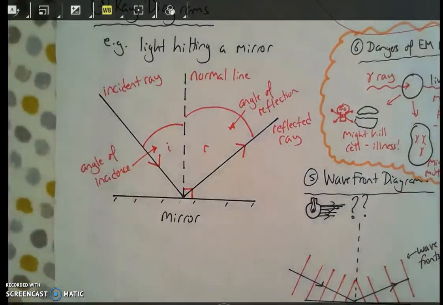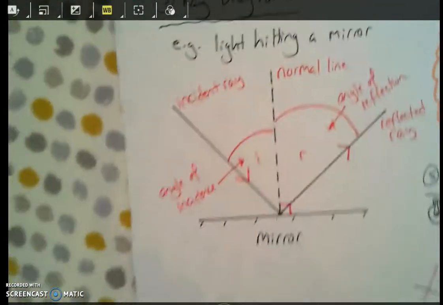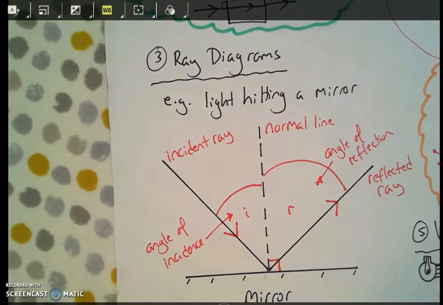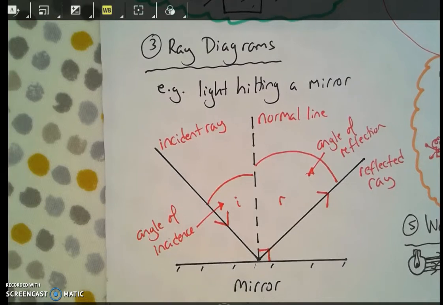So just get the right bit of paper under the camera here. Okay. So ray diagrams are a way which we can show how a wave is going to behave, or a ray of electromagnetic radiation is going to behave. They look slightly complicated, but they're actually quite simple, so they're not too bad.